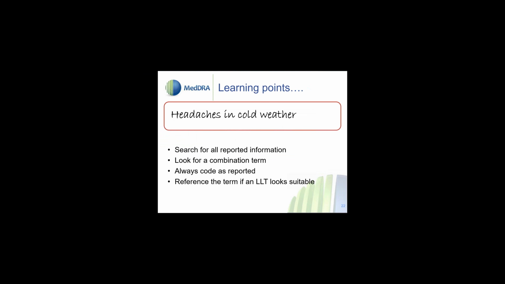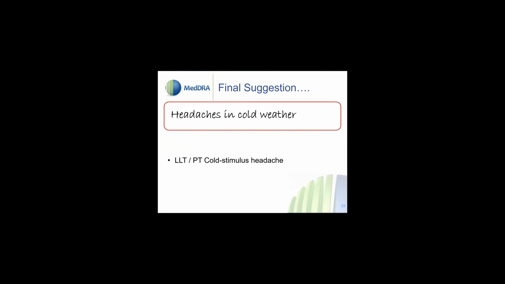But always stay as close to the verbatim as possible, code as reported, the basic MedDRA coding rule. Do not add information by coding to an LLT like cold dysesthesia. That was one option in the previous poll. Always keep the actual reported term in mind if an LLT looks suitable. What was reported here was a specific type of headache, not a dysesthesia or cold intolerance. With this, the final suggestion for the coding is cold stimulus headache, which is grouped under the same PT here, LLT cold stimulus headache.